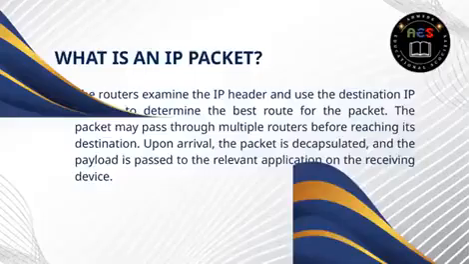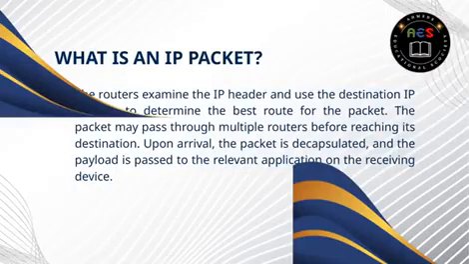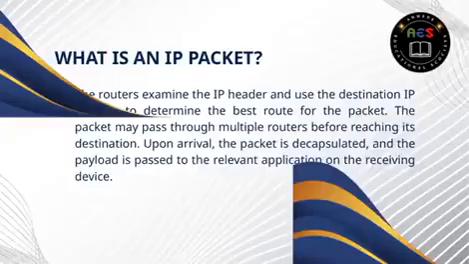Once the packet finally reaches its destination device, the process continues in reverse. The packet is decapsulated, meaning the outer layers are removed, revealing the payload. This is the actual data intended for the application. This process is fundamental to understanding how data travels across networks, ensuring that information gets from one device to another accurately and efficiently. It ties directly into the overall theme of how network communication works seamlessly behind the scenes.